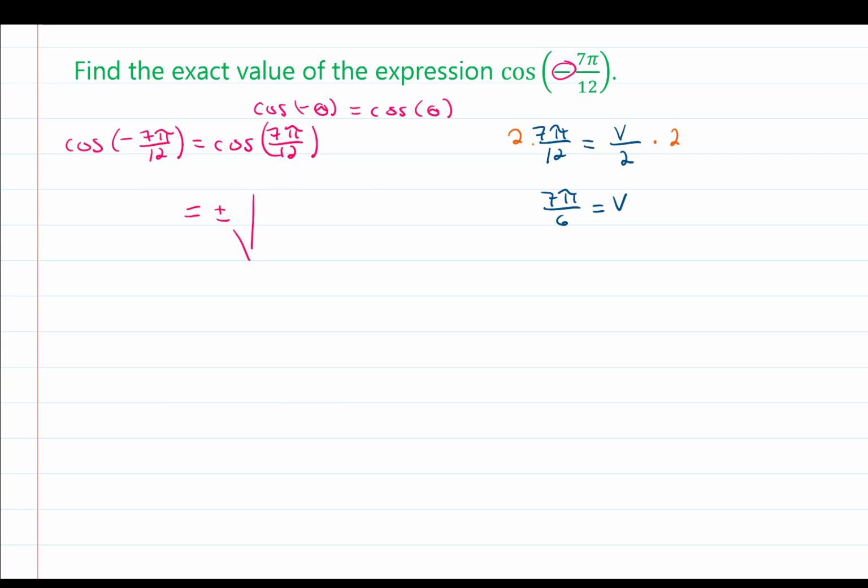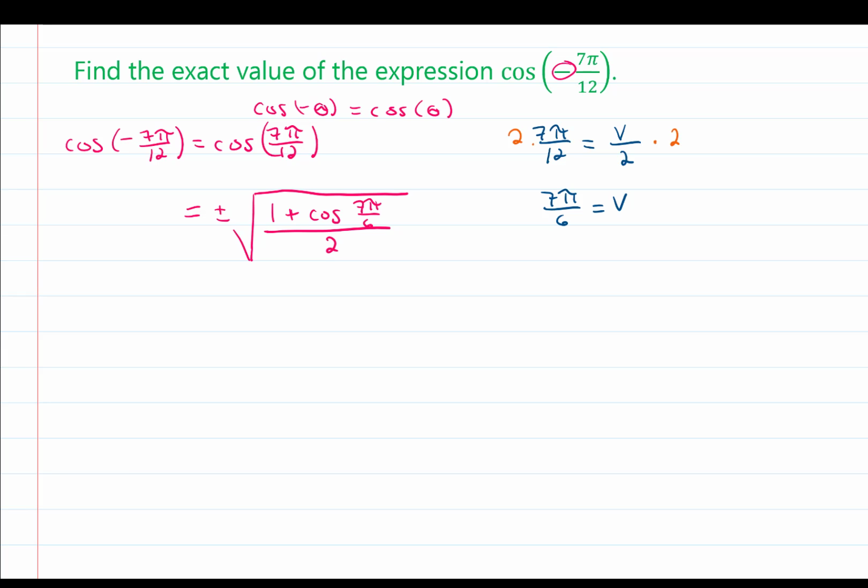Again, we will figure out whether we should have a positive exact value or a negative exact value in a minute. But this is equal to plus or minus the square root of 1 plus the cosine of 7 pi over 6 all over 2. From here, our goal is to do two things. Number one, figure out if this is an exact positive value or an exact negative value. And the second objective is to simplify the expression under the radical.